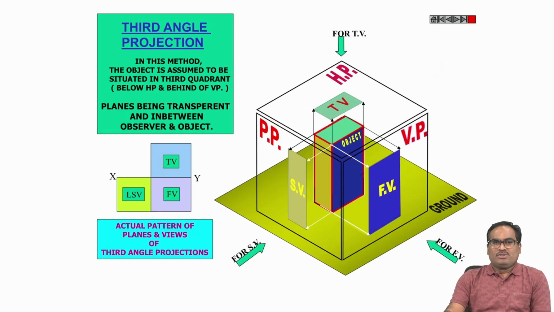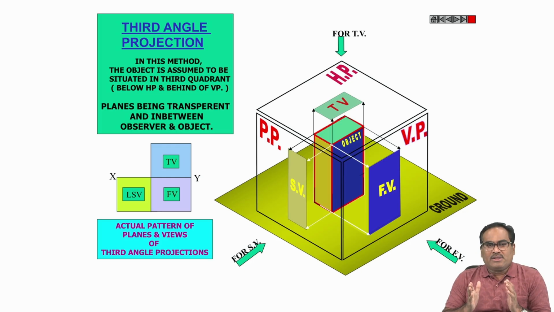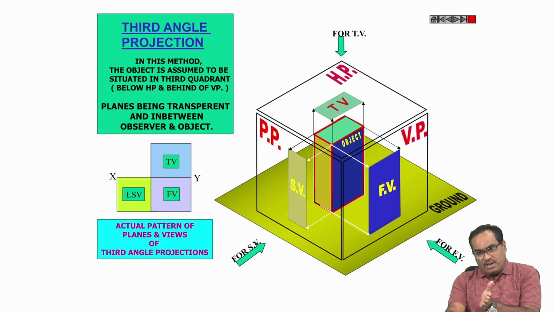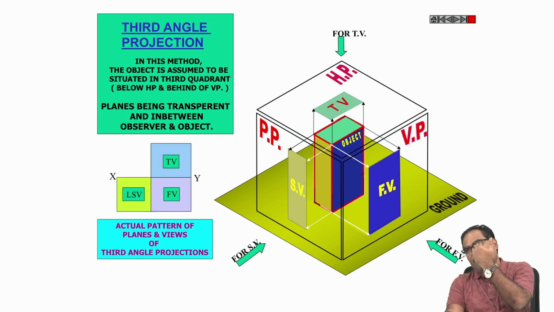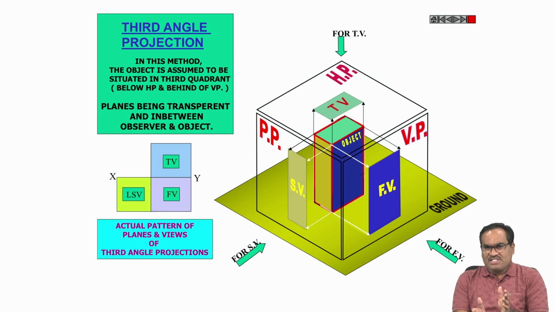Next one. Here he mentioned a third angle projection. Third angle projection is when you keep the object in the third quadrant and project. So when you keep the object in the third quadrant, what happens? The front view will be on the vertical plane, below, and the top view will be up. The left hand side view will come on the left hand side, and the right hand side view will come on the right hand side. That is how it works in a third angle projection.